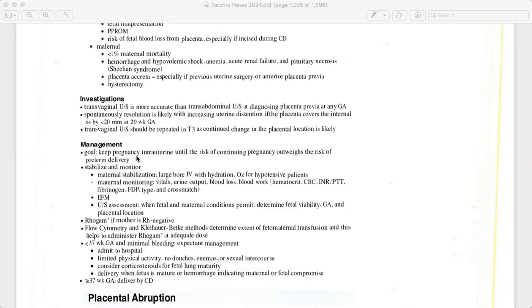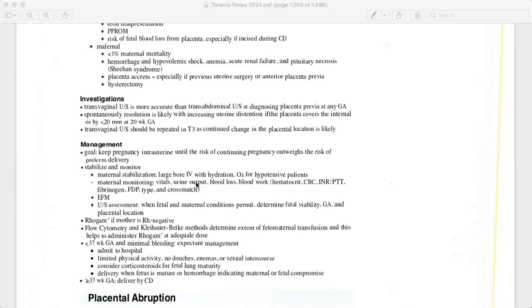Stabilize and monitor the mother more than the fetus. Obviously, you are going to stabilize the fetus as well, but maternal stabilization, by maintaining circulation or hemodynamic stability, is more important than doing anything else. So maternal stabilization: large bore IV, giving fluids, oxygen, vitals, urine output, blood volume.